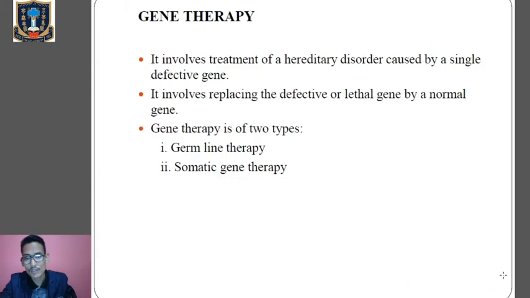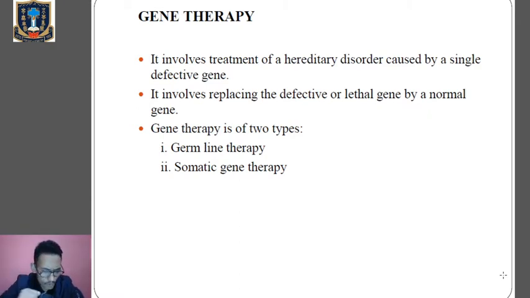Now let's go to the next one, gene therapy. Okay, role of biotechnology in the field of medicines. We'll talk about gene therapy. So gene therapy involves the treatment of a hereditary disorder caused by a single defective gene. So gene therapy is mainly used in the treatment of hereditary diseases, those diseases which are transmitted from the parents to the offspring, which are mainly caused by a defect in a single gene. So those defective genes can become functional with the help of the gene therapy process.